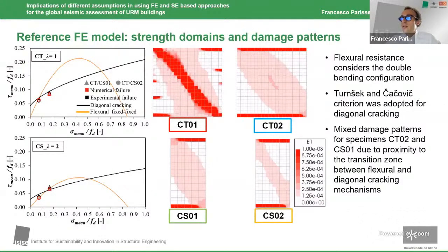But when we compare the numerical and experimental failure against the typical strength domain by flexure and diagonal cracking based on the Turnšek-Čačovič criterion, we can see that the numerical predictions are within this domain.